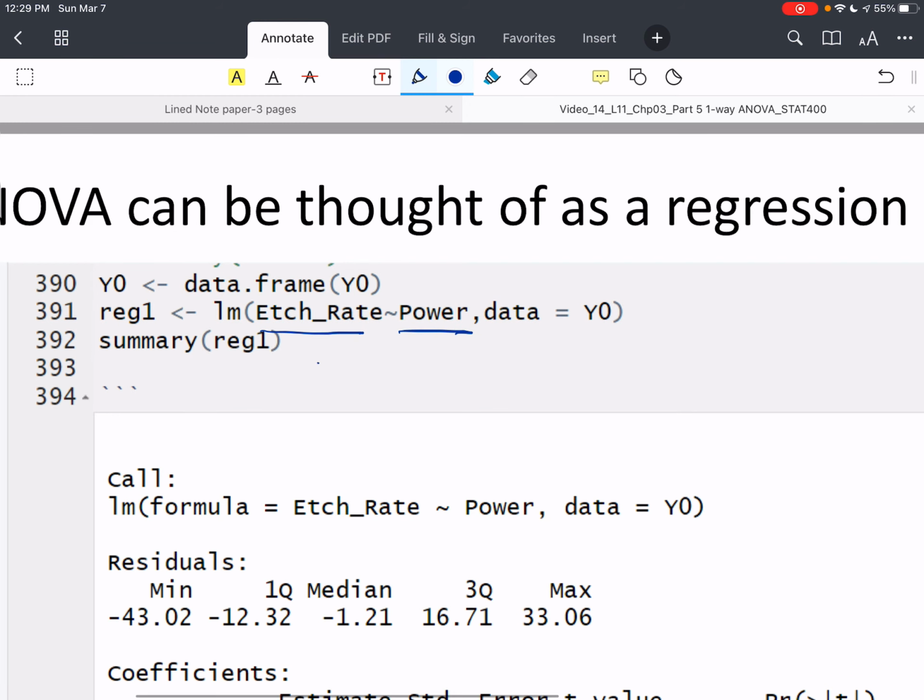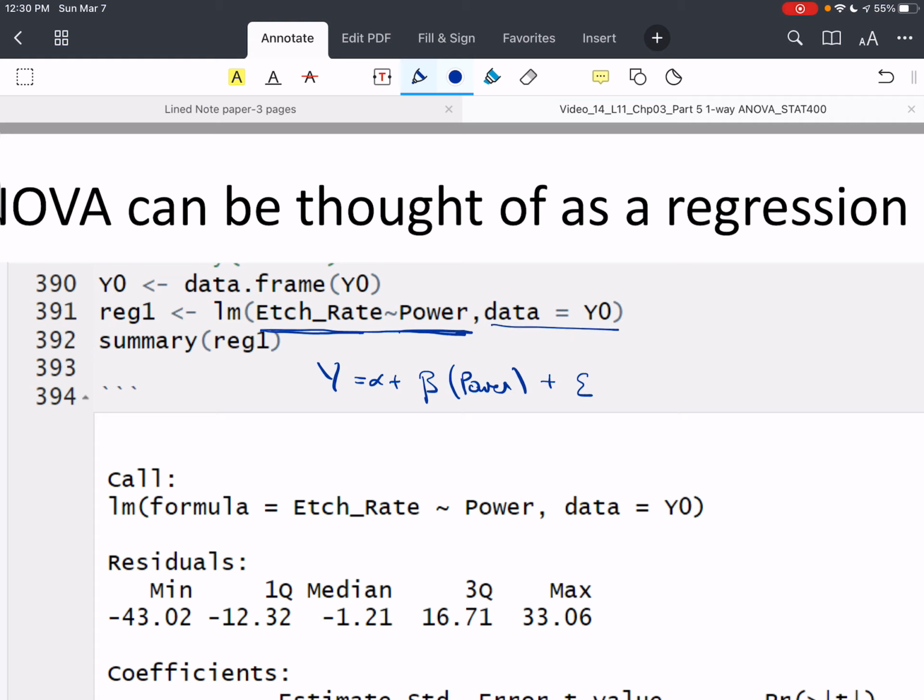So what we're saying is y is equal to a, which would be our intercept, plus b times power. Okay? And, oh, that's right, we are using alpha and beta in this class, so that's fine. Alpha plus beta times the power, plus the error. Okay? And so that would be our model. That's what this says. Okay?